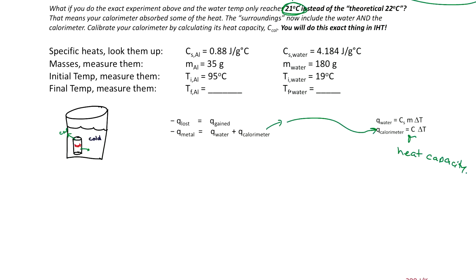So let's write what your observations would be in lab. All right, we're going to do the same experiment. Aluminum, 35 grams, initial temperature 95 degrees Celsius. But here I'm telling you, instead of reaching that theoretical 22 degrees Celsius, the water ends up being a final temperature of 21 degrees Celsius. This is what you actually measure in the lab, all right? So we're gonna use this information and determine what is that leftover energy that had to be absorbed by the calorimeter itself. So we're going to use Q equals mcΔT for your metal and your water, but this time we're going to figure out what is that leftover amount going into the calorimeter.